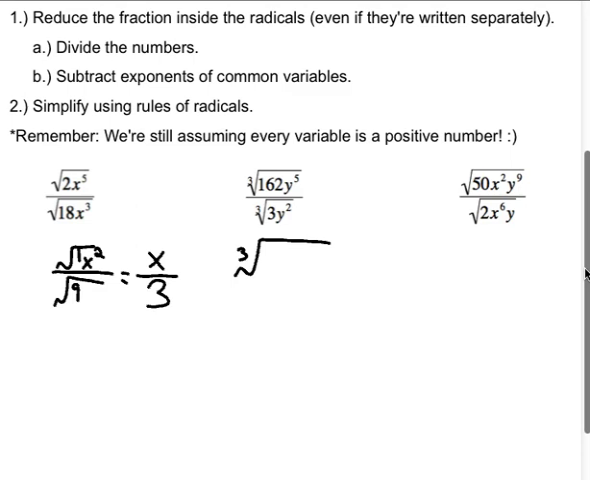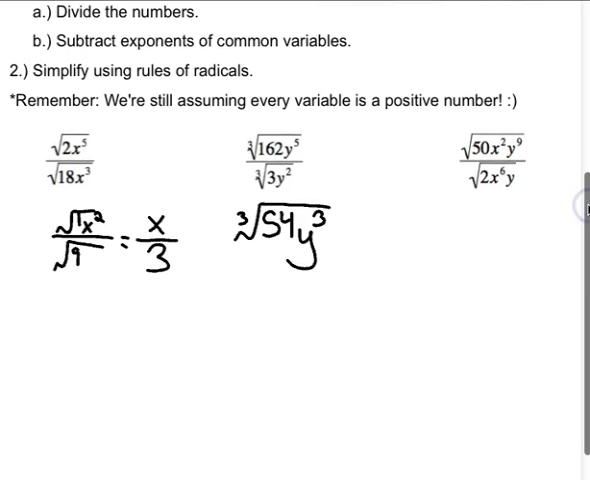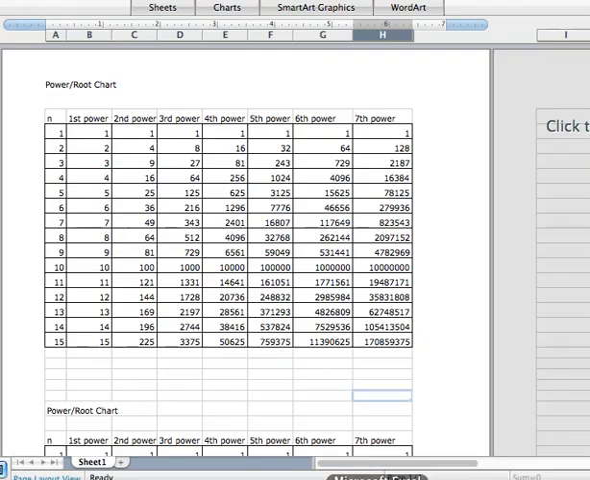162 divided by 3 is 54. Y to the 5 divided by y squared. 5 minus 2 leaves me 3. Now this time, 54 is not a nice perfect cube. So I do need to come over to my list here. I'm dealing with a third power. And remember, 54 divided by 27 is 2.